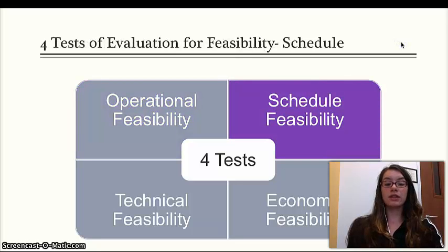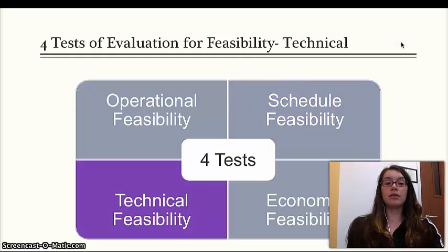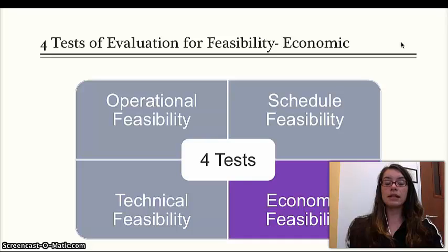Next, we have our schedule feasibility, and the analyst just looks more towards if there are established deadlines and if they are reasonable. Next is our technical feasibility, and that looks at if it has or can contain the necessary hardware or software for the system to properly and effectively work. And then lastly is our economic feasibility, which evaluates the cost-benefit factor.